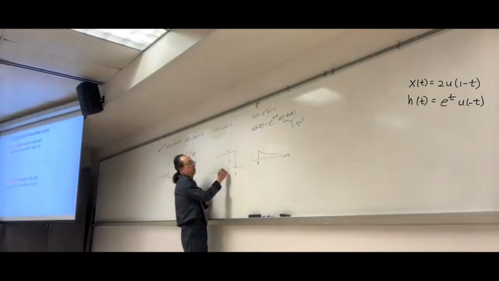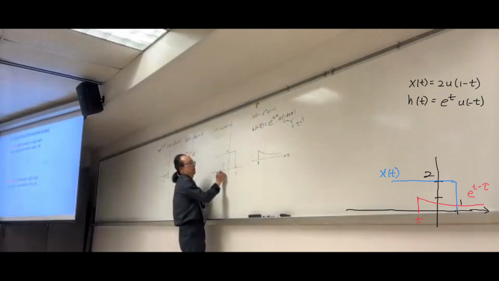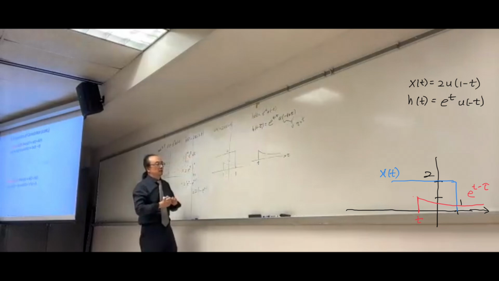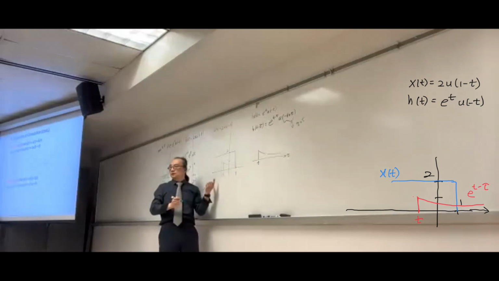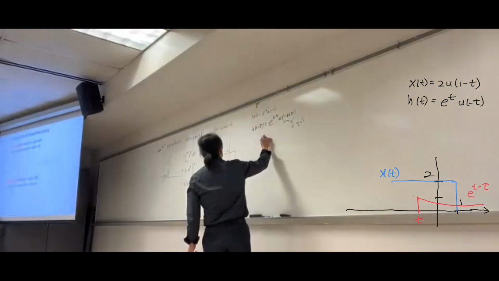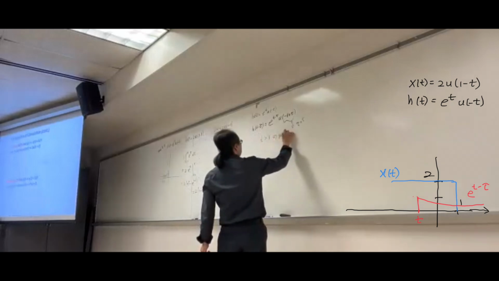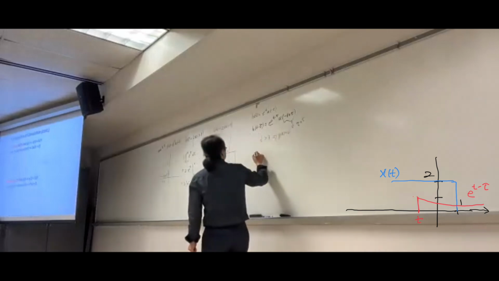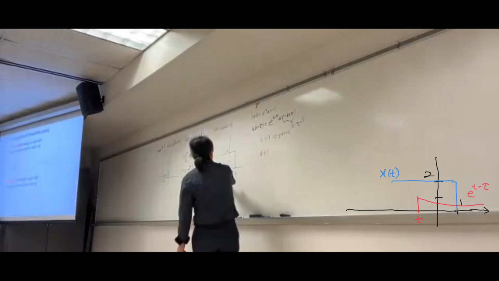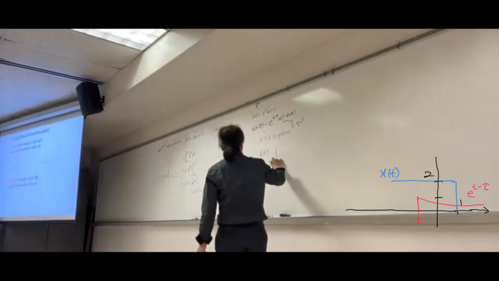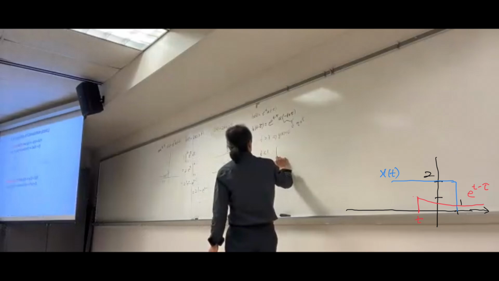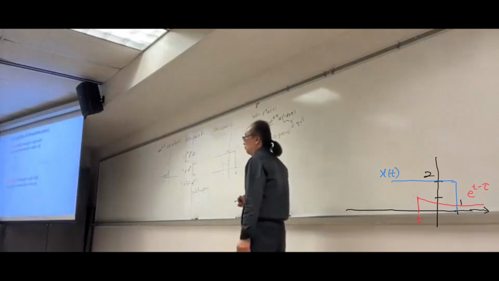So if t is some area here, and this is t, t could be anywhere, right? When t is greater than 1, y of t equals 0. When t is less than 1, the integral lower bound is going to be t, and the upper bound is going to be 1.